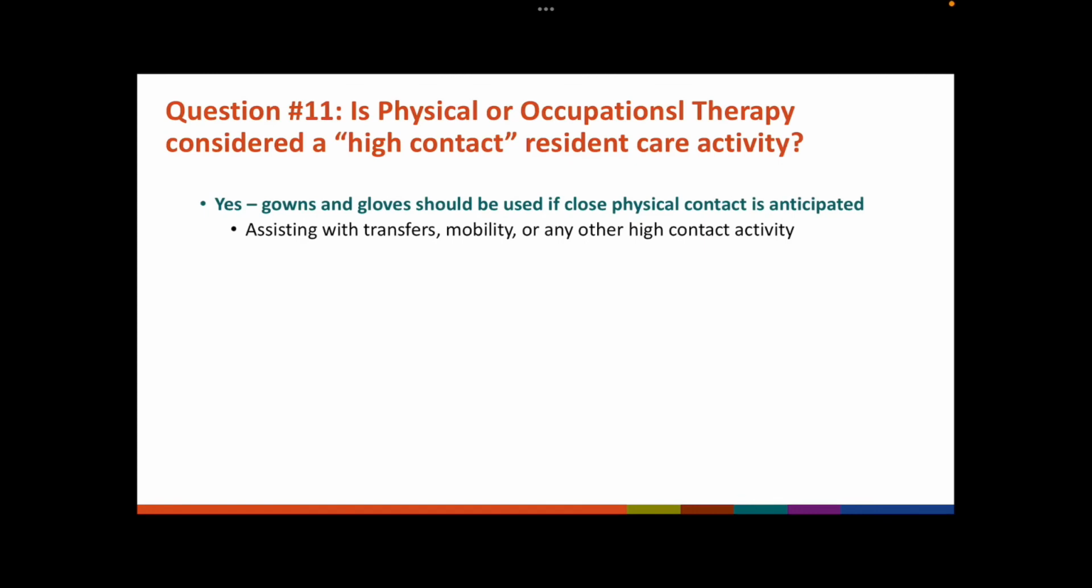Is physical or occupational therapy considered a high-contact resident care activity? The answer is yes. Therapists should use gowns and gloves when working with residents on enhanced barrier precautions in the therapy gym or in the resident's room if they anticipate close physical contact while assisting with transfers, mobility, or any other high-contact activity. As part of standard precautions, gowns and gloves should be removed and hand hygiene performed when moving to work with another resident. Therapists should also ensure reusable therapy equipment is cleaned and disinfected after each use, and surfaces in the therapy gym receive routine cleaning and disinfection.